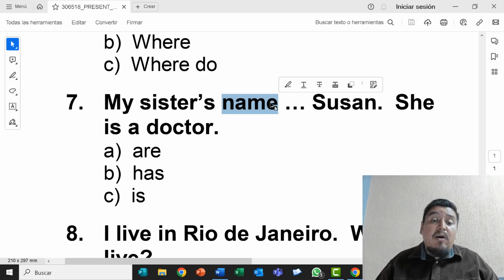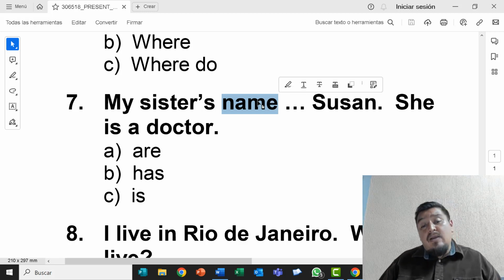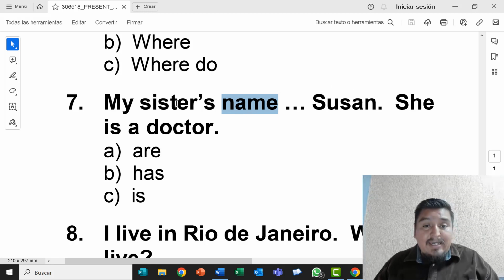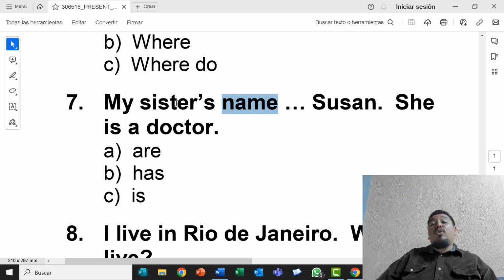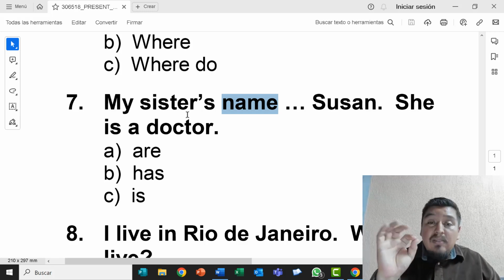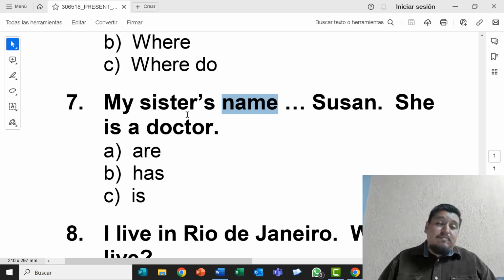Okay, the second part is from the first part. El nombre de mi hermana. It means property. Name, my sister's name. El nombre de mi hermana. So, podemos decir, so the name of my sister, yeah, but only few people use it.